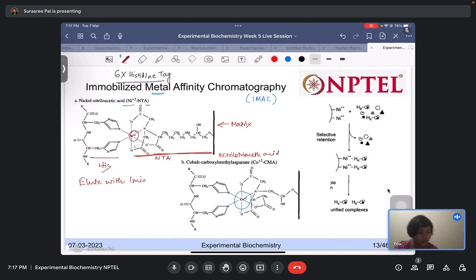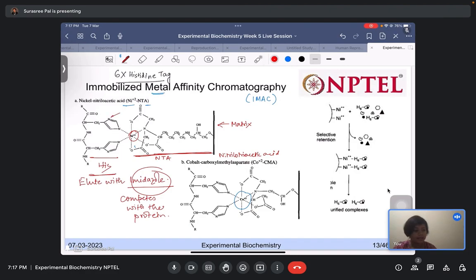Elute with imidazole. Imidazole is a compound which will actually compete with these proteins, because you can see that this protein also has this imidazole ring, right?